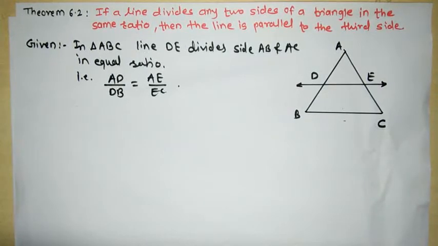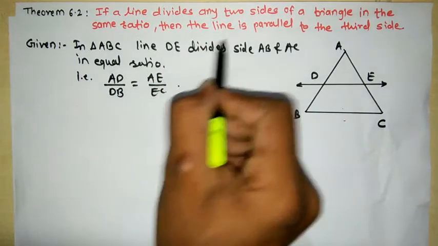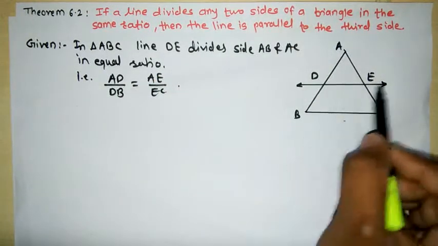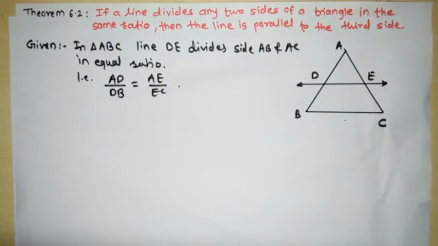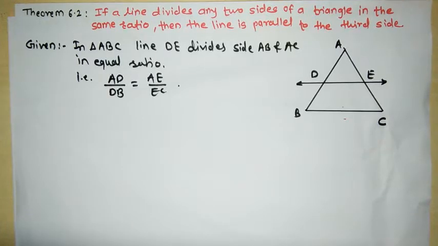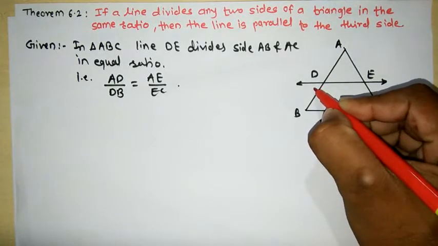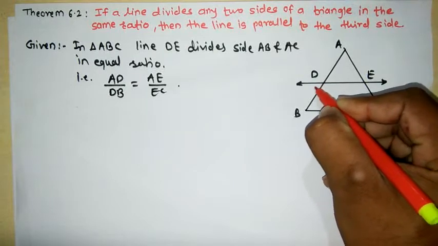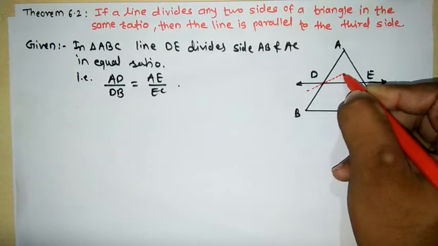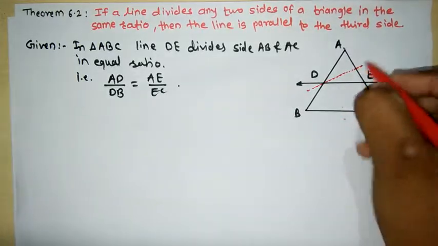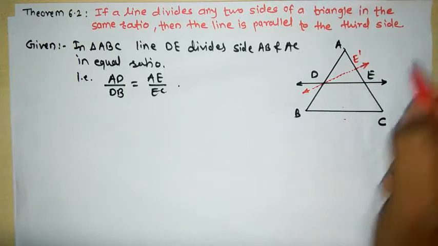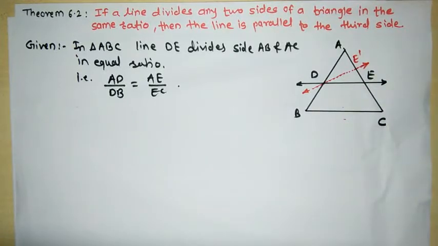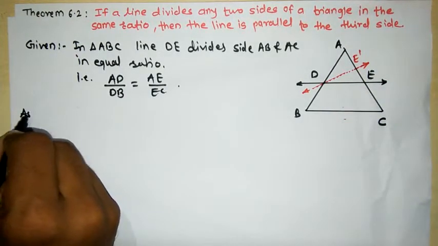Now before the proof, what we have to assume here, and in the proof what we have to prove here: the line divides in the same ratio, then this line is parallel to the third side, DE is parallel to BC. We have to prove here. To prove this, there is one assumption that we have to assume here. See here, what is that assumption? We have to assume one line DE dash. We will assume this is DE dash.